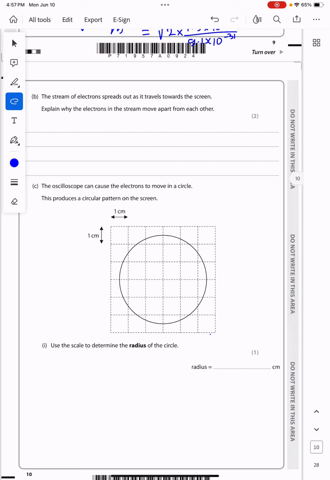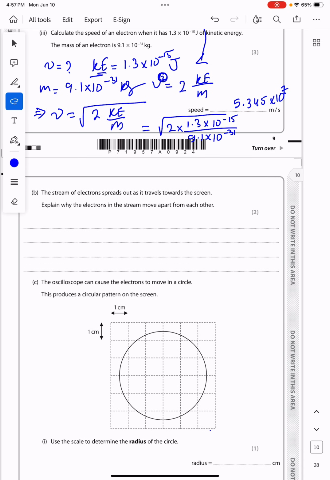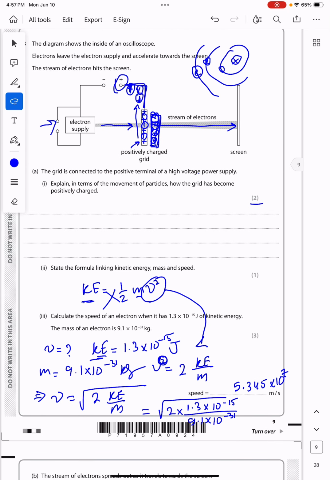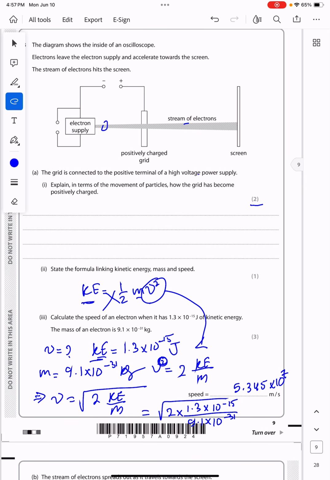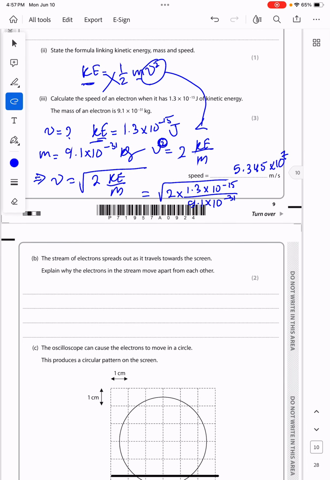The stream of electrons spreads out as it travels towards the screen. Let me show you this in the graph after I clean it a little bit. So what they're saying is that, you see here, it is a little bit narrow here, right? But here it is kind of more spread. Here it is kind of narrow, here it is a little bit wider. Why? What happened here to cause it to spread a little bit?